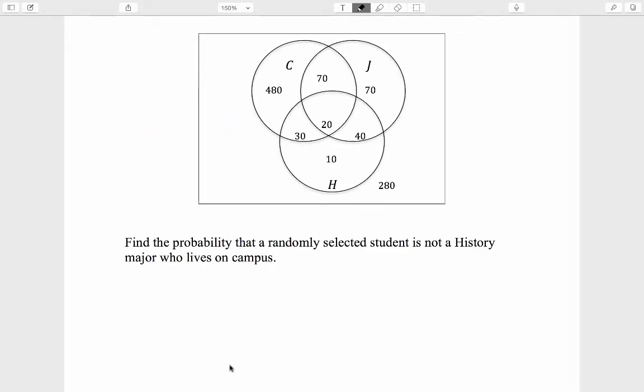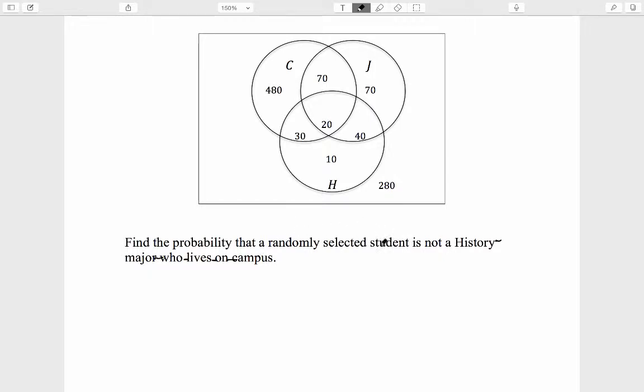Our task is to find the probability that a randomly selected student is not a history major who lives on campus. Here the phrasing requires a bit of interpretation. It's a bit more natural to read this as if it were hyphenated this way. Not a history major who lives on campus. That is, not a campus-dwelling history major.